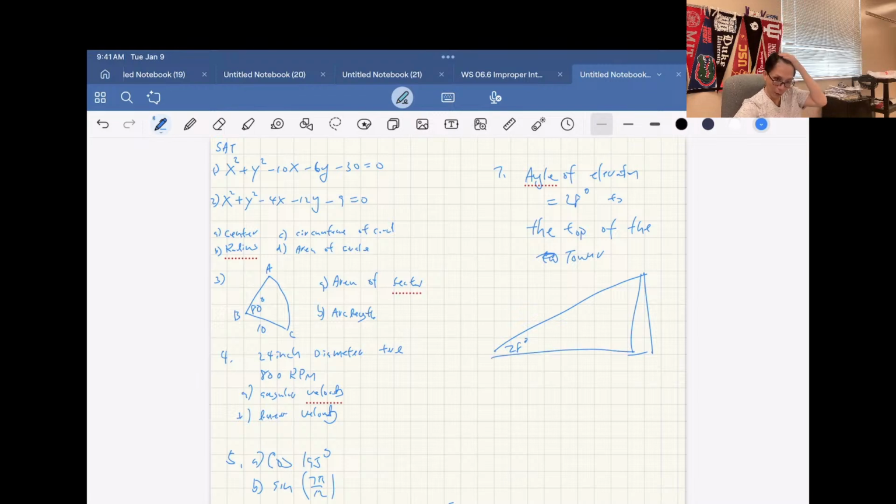And let's say the horizontal distance is, I don't know, 225. Can you find out how high the building is? Do you know how to do that? Can you find the height of the building? You can find it right now. How do you find the height of this building? Do you guys know how to do it? Try it now.